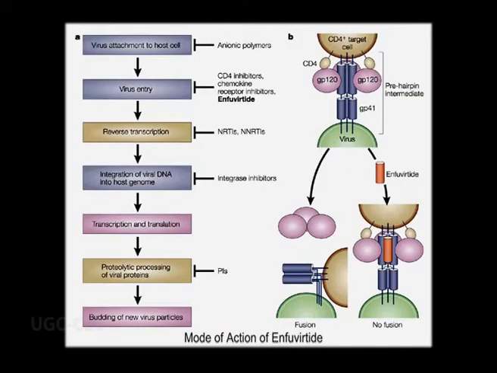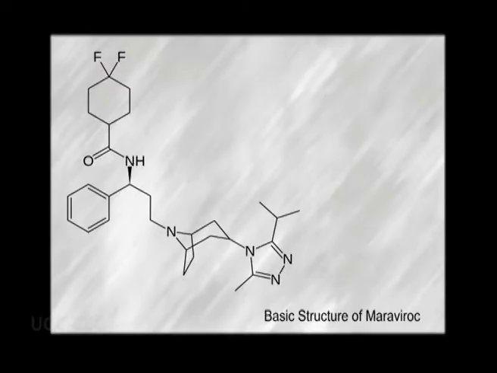The first member of this group are called enfuvirtides. They are the entry inhibitors. What they do? They bind to those proteins, specifically the HIV virus proteins that are important for the fusion of the virus with the host cells. So one of the important such drugs is called Maraviroc. It binds to the co-receptor called CCR5 and prevents the fusion of the virus to the host cells.